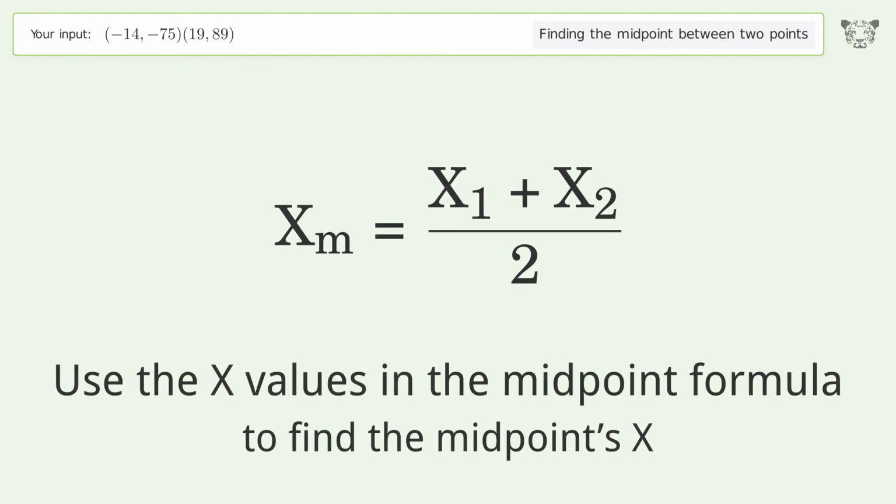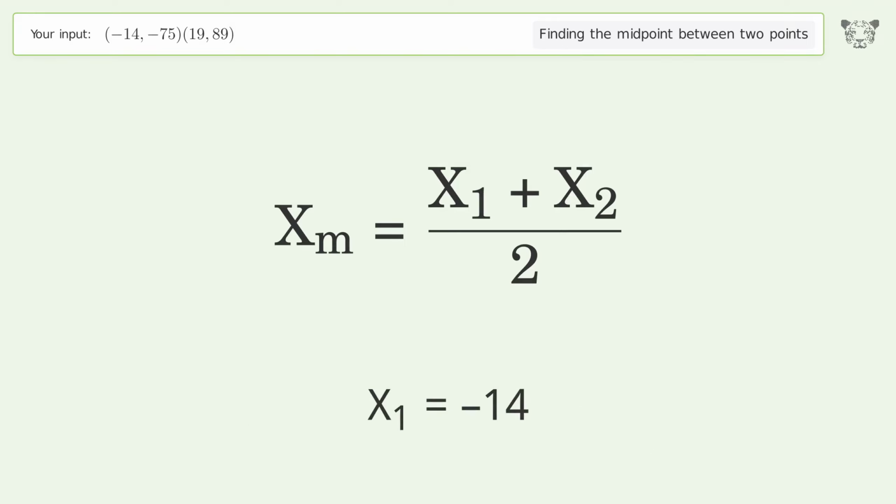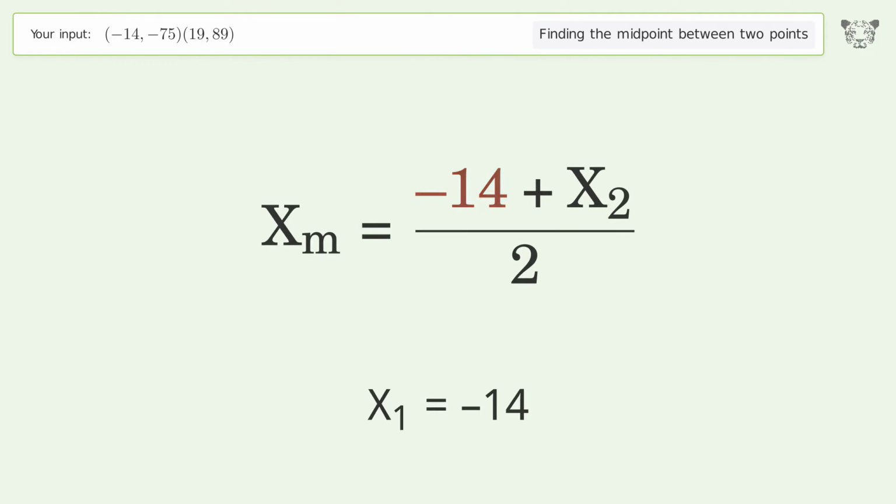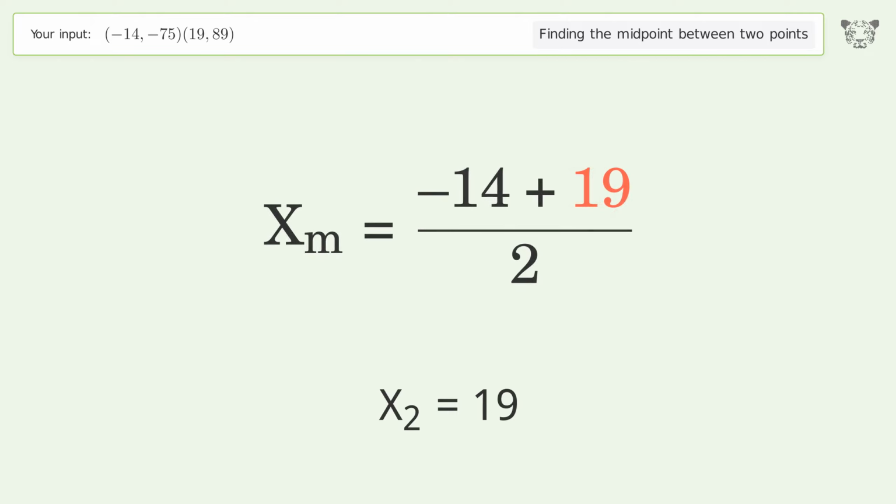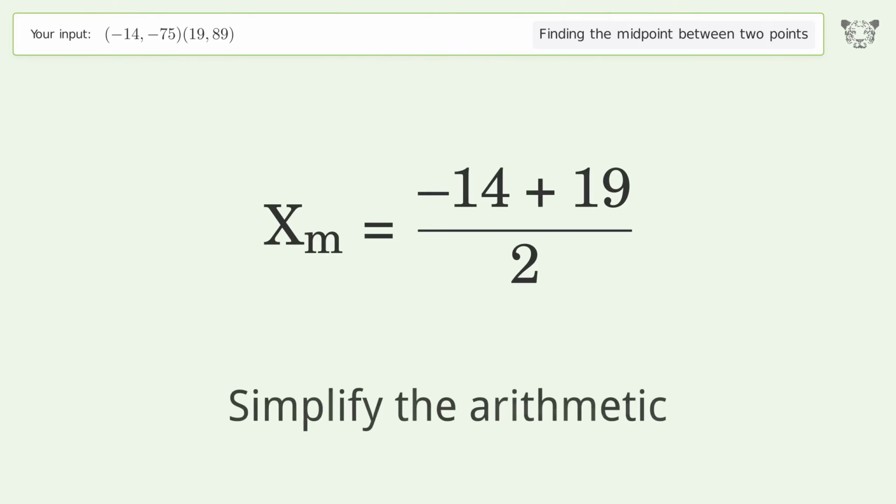Use the x values in the midpoint formula to find the midpoint's x. x1 equals -14. x2 equals 19. Simplify the arithmetic.